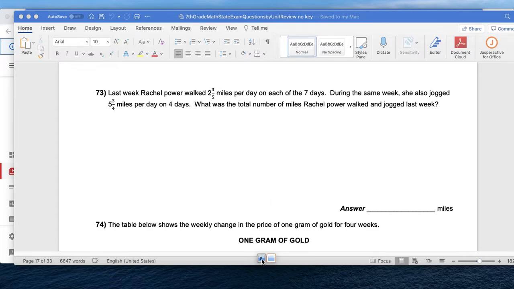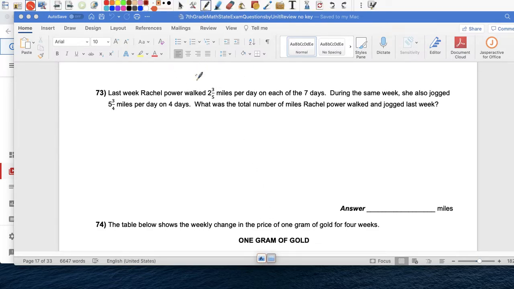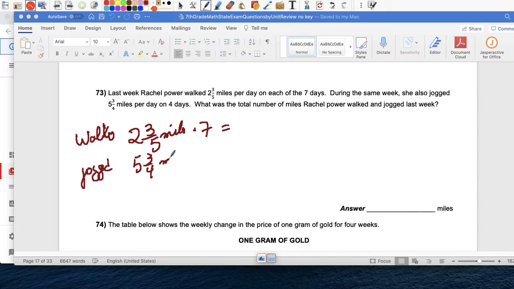Oh, 73. With all these constructed responses. Rachel walks 2 3/5 miles each day for 7 days. Through the same week, she also jogged 5 3/4 miles per day on 4 days. What's the total number of miles she walked and jogged? Okay, so 2 3/5 miles. She did that for 7 days, so we're going to multiply that by 7. That's her walking. Then she also jogged. So let me write jogged 5 3/4 miles for 4 days. Let's multiply that.